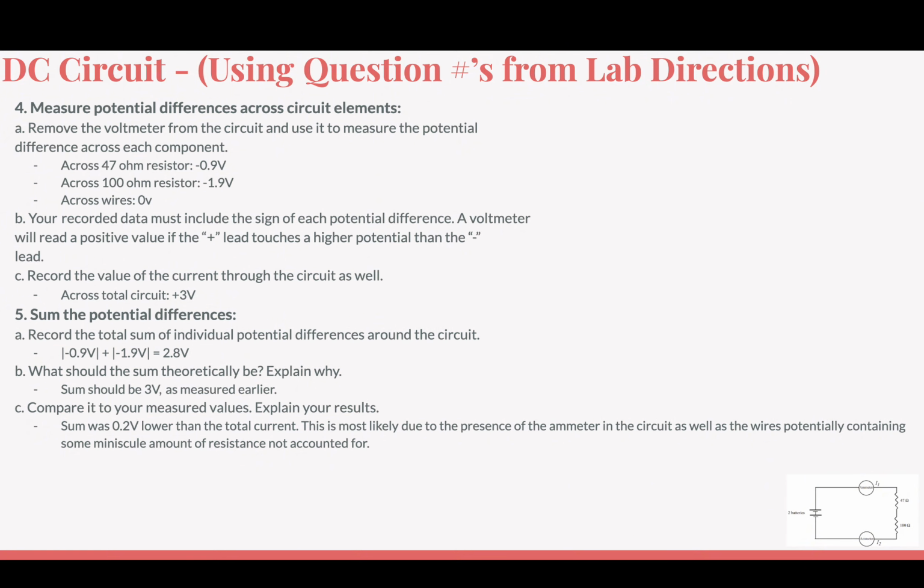The voltmeter was then removed from the circuit, and I used it to measure the potential difference across each component. Across the 47 ohm resistor was negative 0.9 volts, across the 100 ohm resistor was negative 0.9 volts, and across the wires was 0 volts, although this was an assumption that we made. The voltmeter is also used to record the value of the potential difference across the total circuit, which was 3 volts.